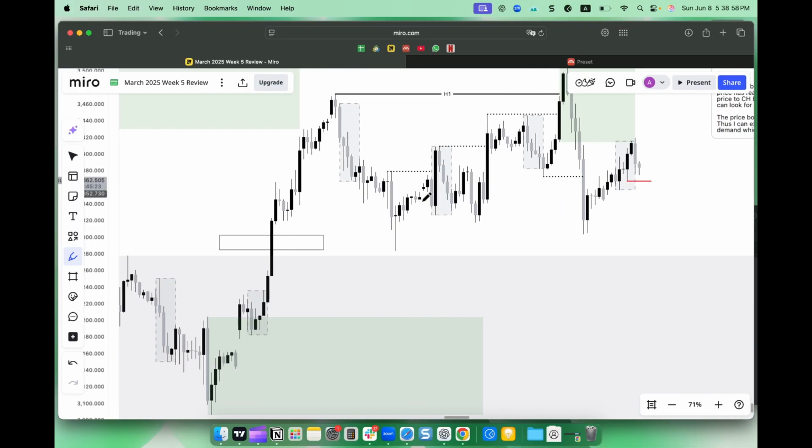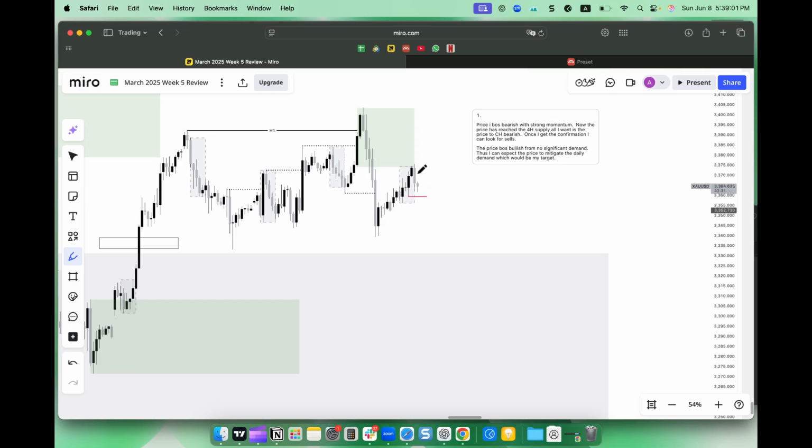So let's see what H1 is about to tell. H1 also mitigated the supply, and it is about to chalk bearish. Once the price chalks bearish, there would be a new supply. Then I can look for sells from that, targeting both the H1 weak internal low as well as the daily demand zone.